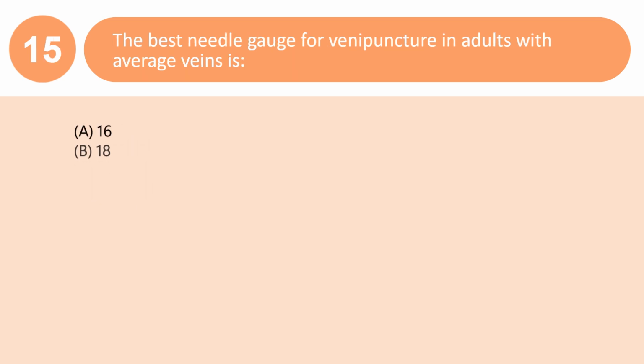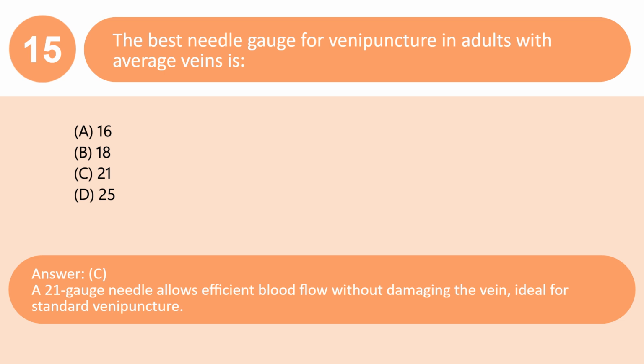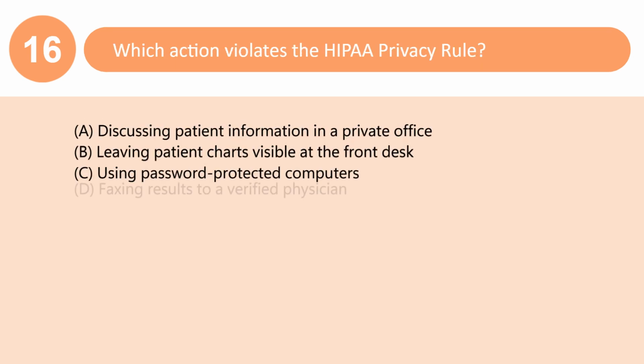The best needle gauge for venipuncture in adults with average veins is: A. 16. B. 18. C. 21. D. 25. Answer: C. A 21 gauge needle allows efficient blood flow without damaging the vein, ideal for standard venipuncture. Which action violates the HIPAA privacy rule? A.